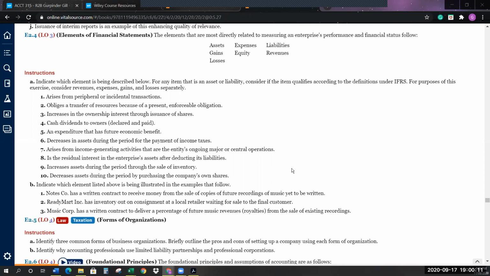I have question number one. Number one, arise from peripheral or incidental. What are these incidental transactions? Incidental means something that is not done on a day-to-day basis. It happens once in a while, or the frequency of those transactions is low. So in accounting terms, we call them peripheral. Peripheral meaning that there is a core business, and whatever happens around that core business is very rare. That is peripheral or incidental.